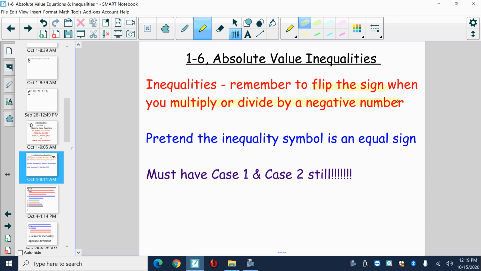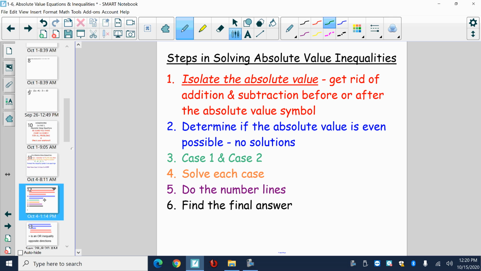What we also need to remember is that inequality symbols are going to be symbols such as less than or equal to, greater than or equal to, and greater than. Okay? You're going to pretend that the inequality symbol is an equal sign, and you still must have case 1 and case 2. So here are the steps. Steps in solving absolute value inequalities.